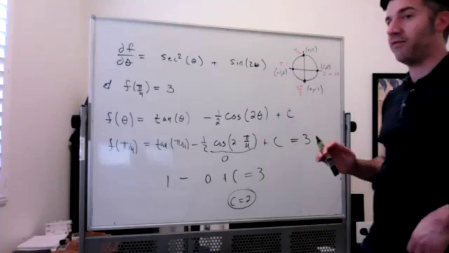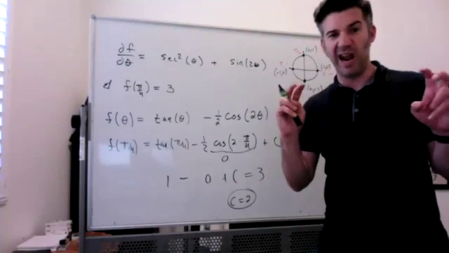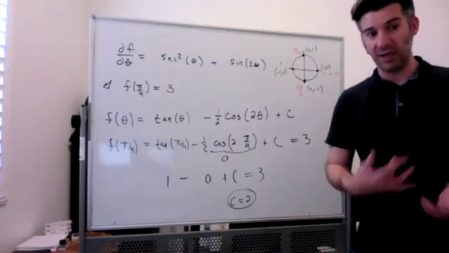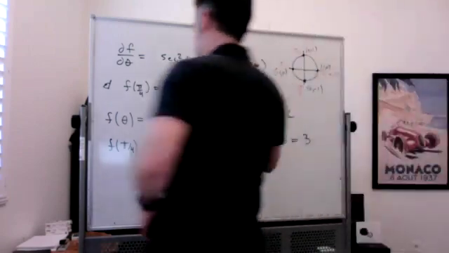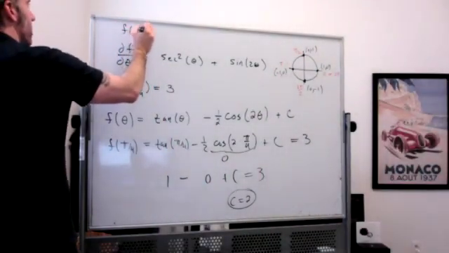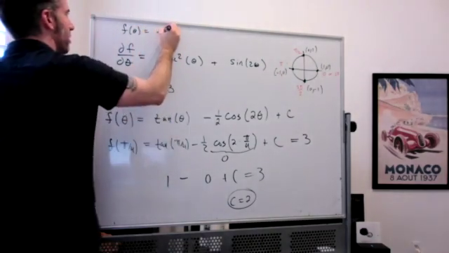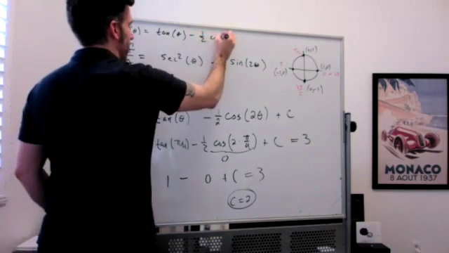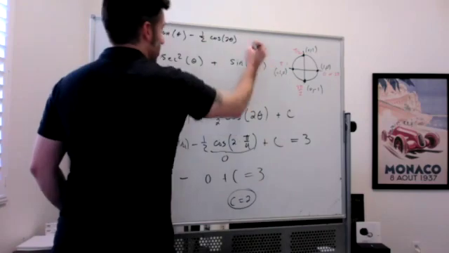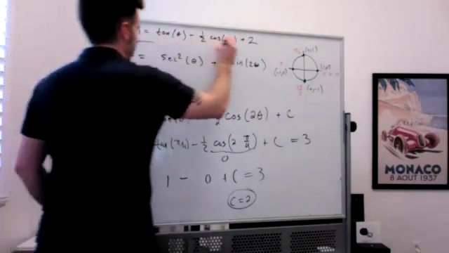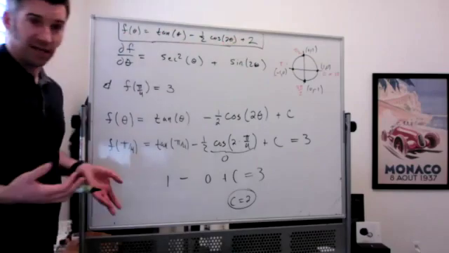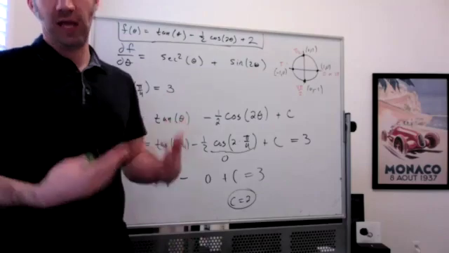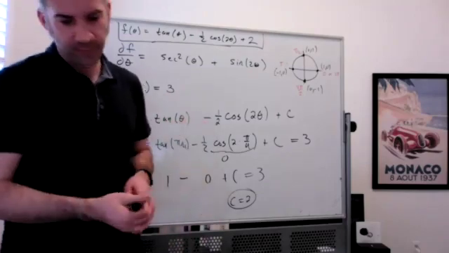I've definitely seen students make the error of stopping here. You've done all the work and found everything you need, but you're supposed to write the final answer as f of theta equals tangent of theta minus 1/2 cosine of 2 theta plus c, which is 2. That should actually be what our answer is. When we're solving a differential equation, the answer we're looking for is the function that, if you take its derivative, you get the derivative that you're supposed to get.